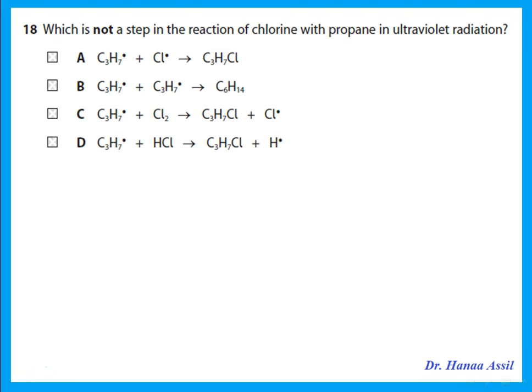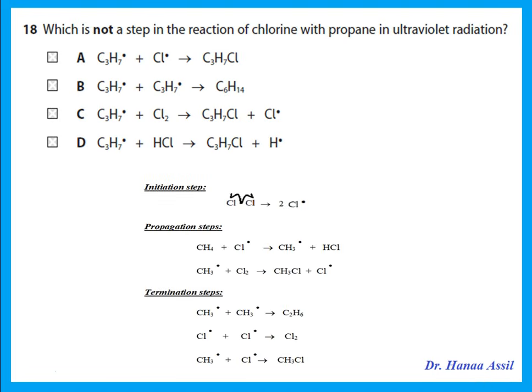Which is not a step in the reaction of chlorine with propane in ultraviolet radiation? Remember, alkanes react with halogens using what? This is a substitution reaction. It uses UV light, and this is a free radical mechanism. So if you remember, we have an initiation step in which the UV light causes the breaking up of the chlorine bond, the bond between the Cl-Cl, to give 2 chlorine radicals. So that is an initiation step.